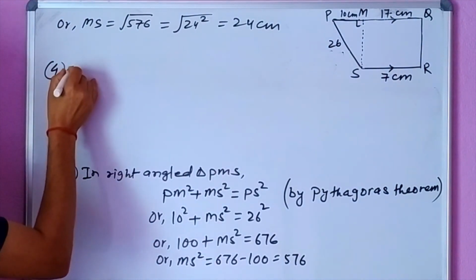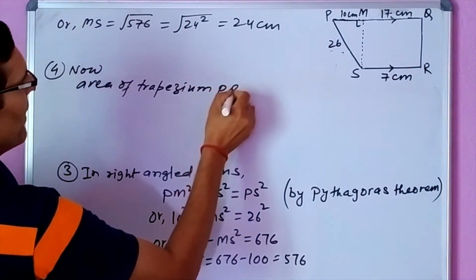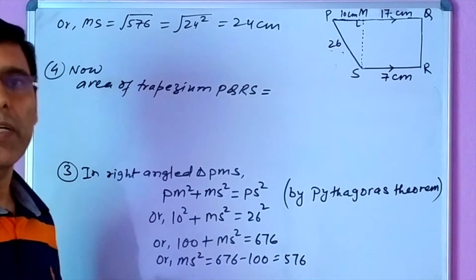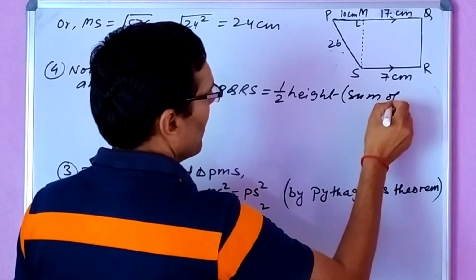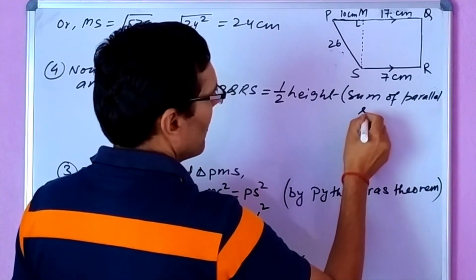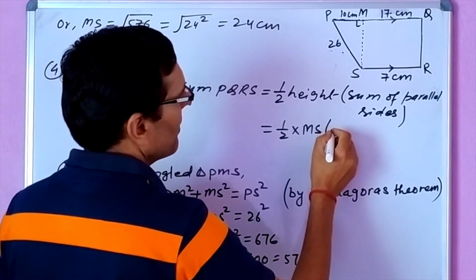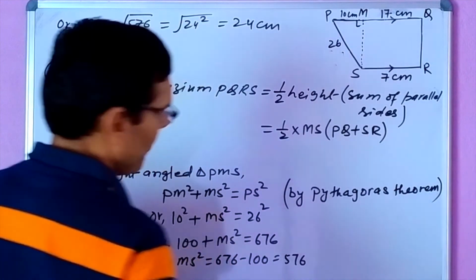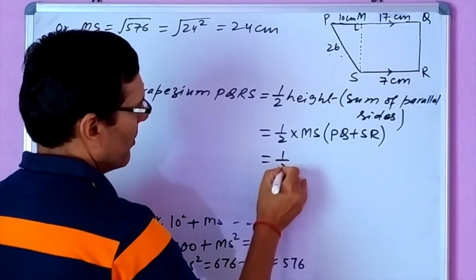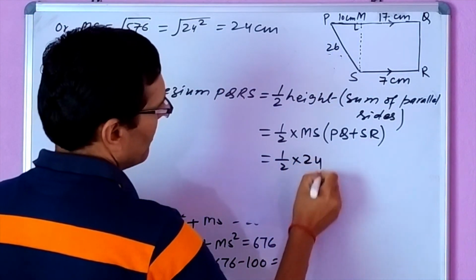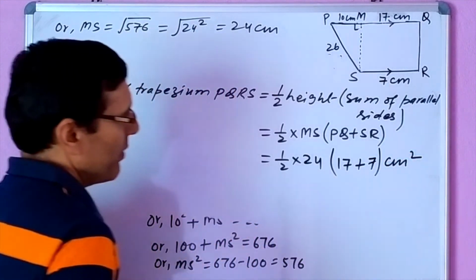Number 4, now the area of trapezium PQRS is equal to, what is the formula to calculate the area of the trapezium? 1 by 2 times height times sum of parallel sides, that is 1 by 2, height is MS, sum of parallel sides PQ plus SR. So 1 by 2, MS is 24 height, and PQ 17, SR 7 square centimeter.